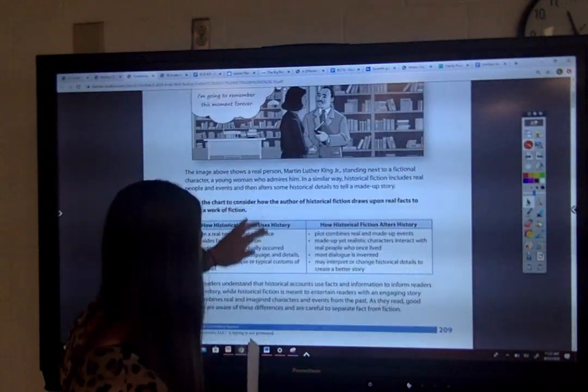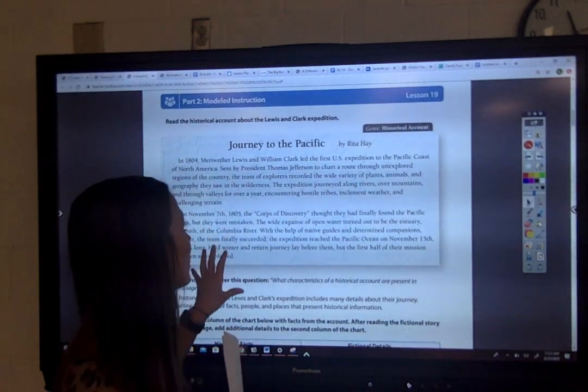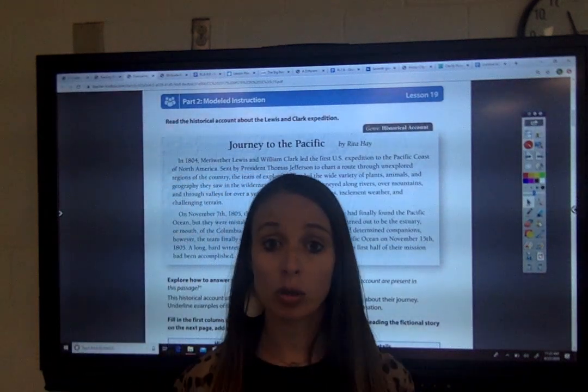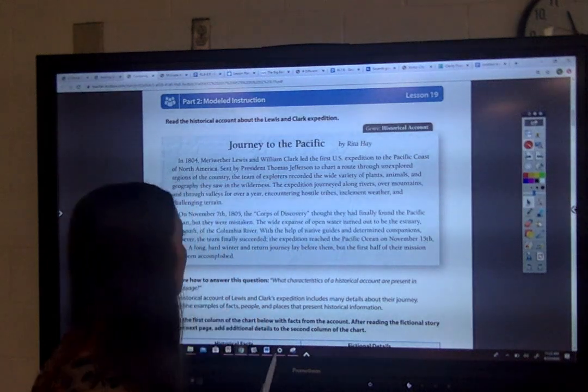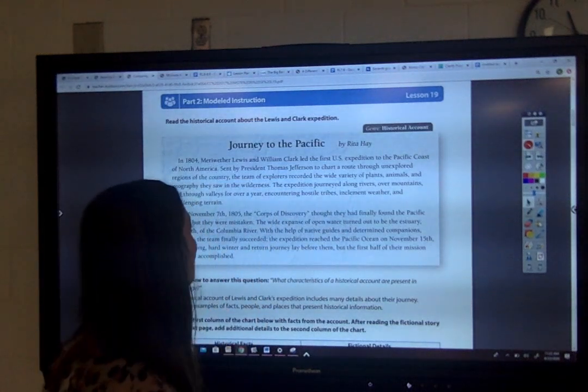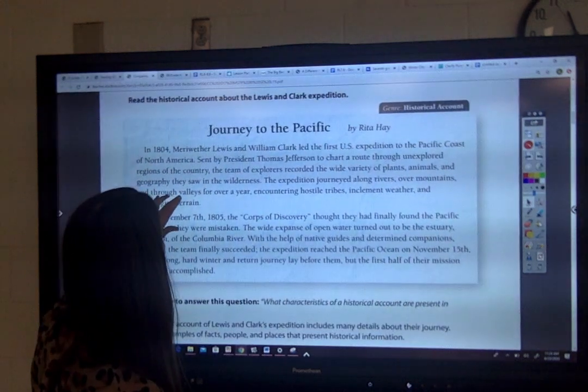So let's look at a story, and the first one that we're going to look at is actually a historical account. So this is the actual informational text, and it's called Journey to the Pacific by Rita Hay. And let me make it bigger so you can see it.